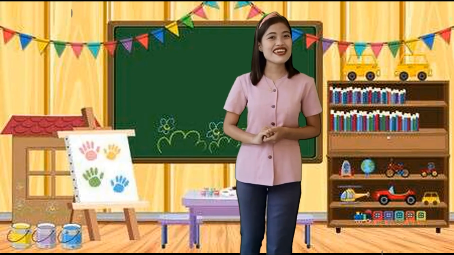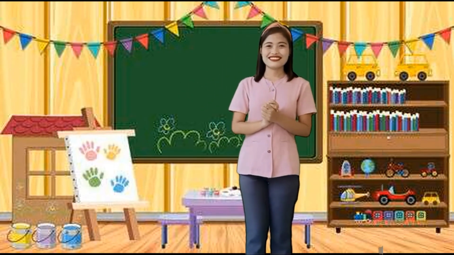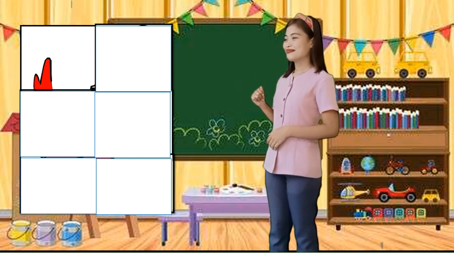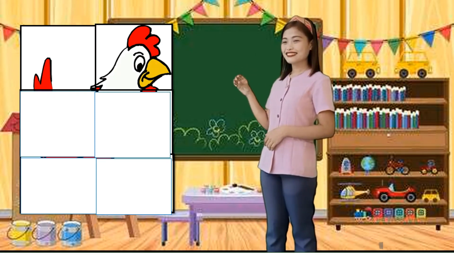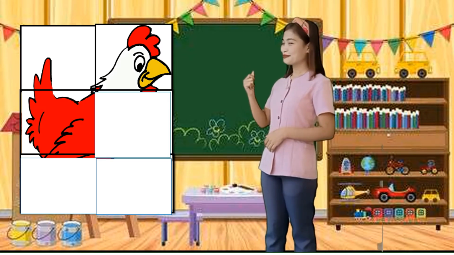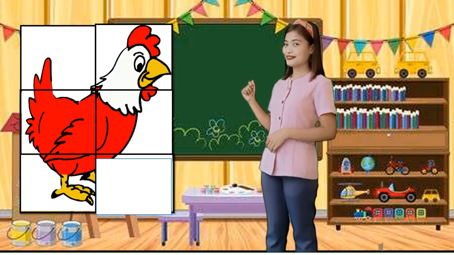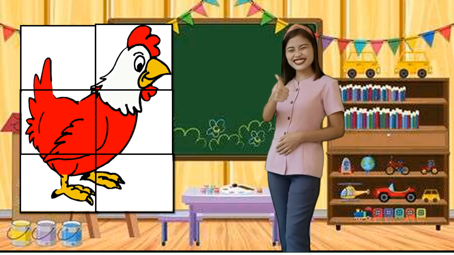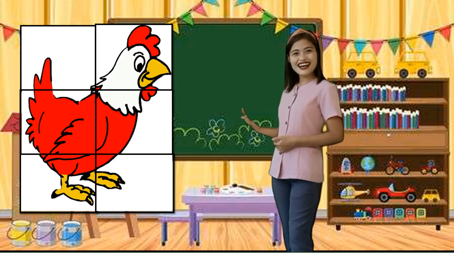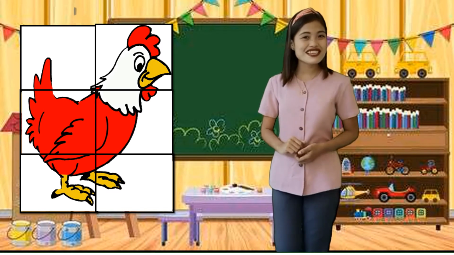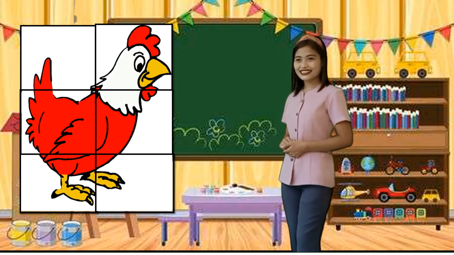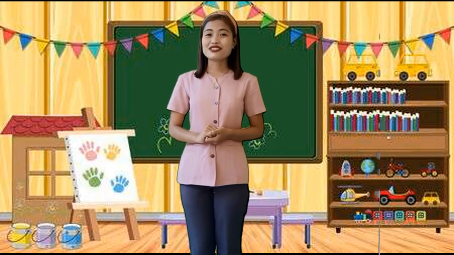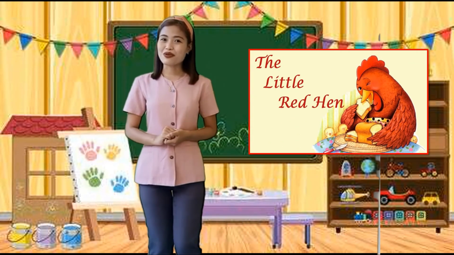Now, let's play a game! Can you guess what is this? Very good. It is a picture of a hen. Can you tell me what is the color of the hen? Perfect. The color of the hen is red. Today, I'll be reading you a story about a little red hen. Read the story with me.